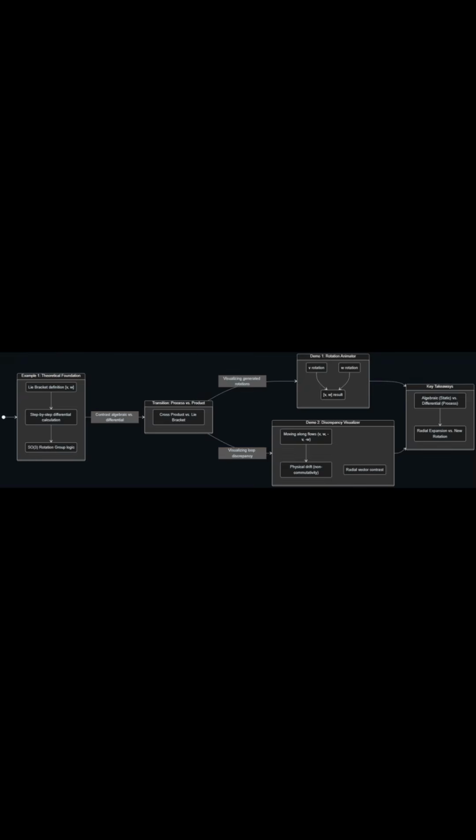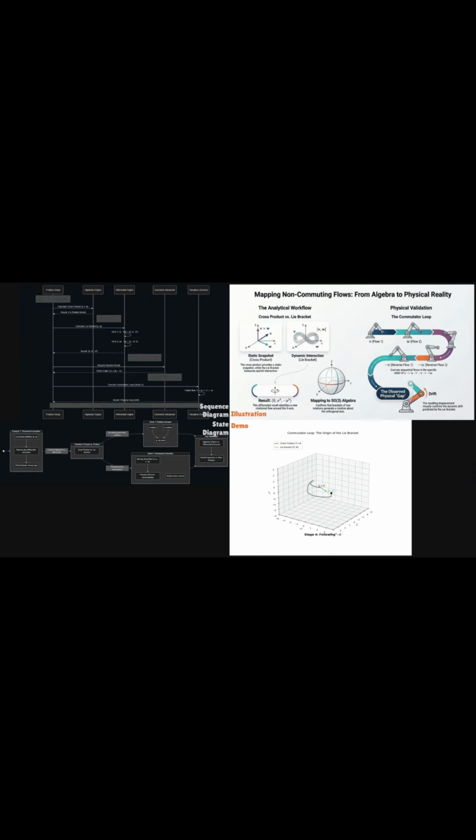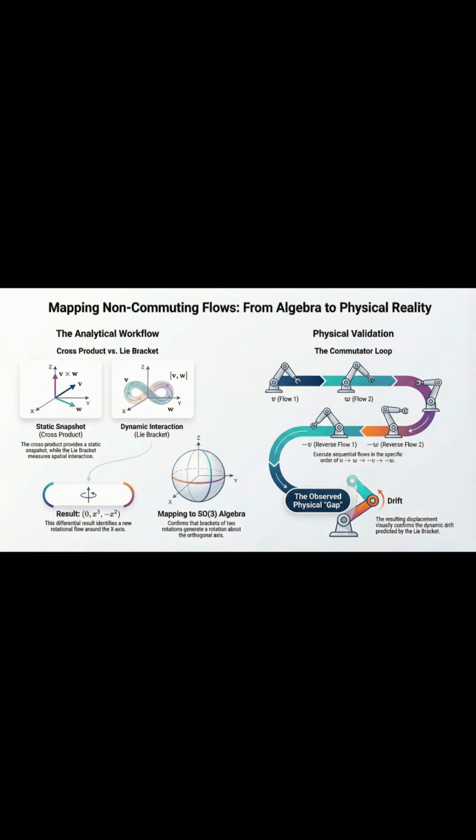This theory is then brought to life in a three-dimensional animation that uses color-coded indicators to show how combining two different rotations naturally generates a third, entirely new rotation on a different axis.